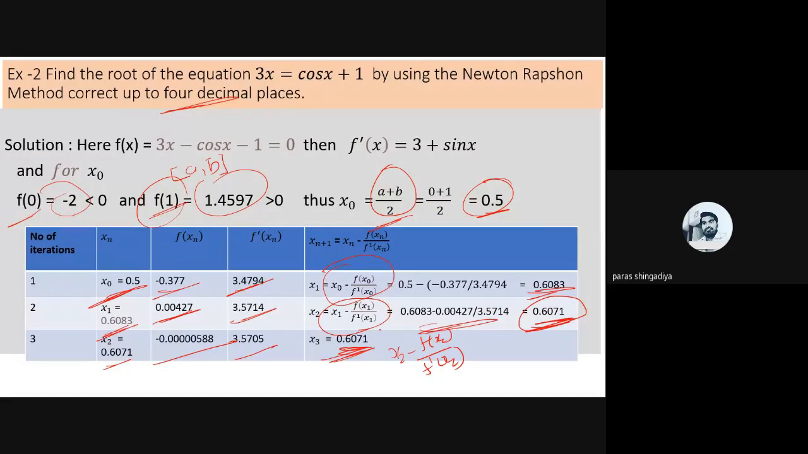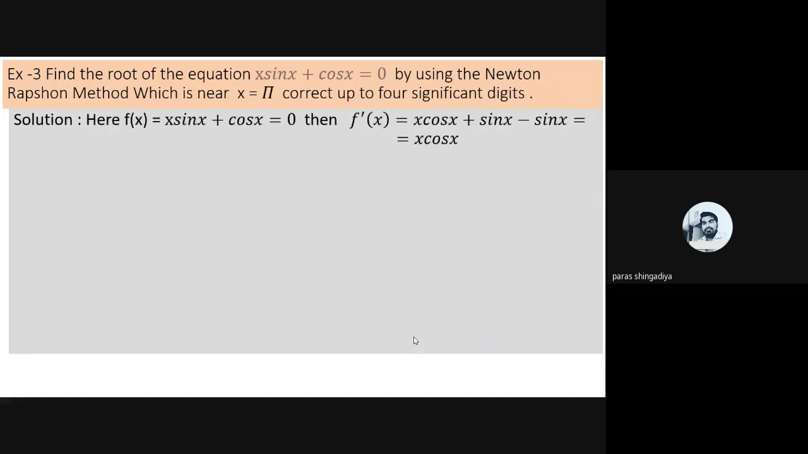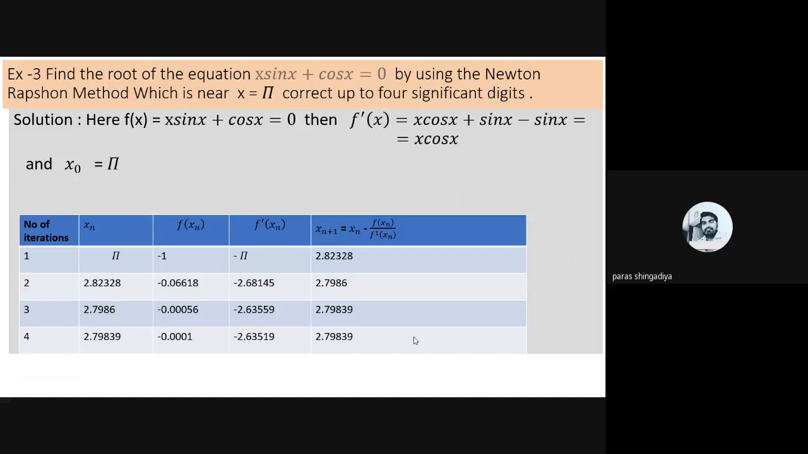So we stop our process here and consider this our final answer for the given equation. That is just an approximate value, not an exact answer for this equation. Then we discussed the third example, x sin x plus cos x, where x0 is given as pi, and we check the answer correct up to 4 significant digits, meaning correct up to 4 decimal places. First consider f of x, then its derivative, which we already discussed in the last lecture.